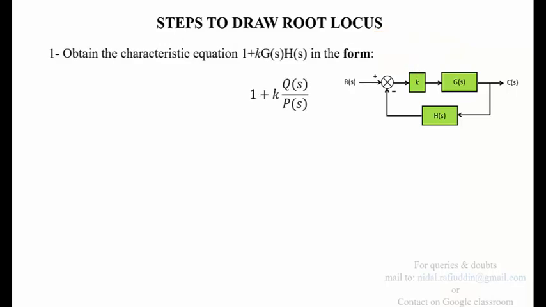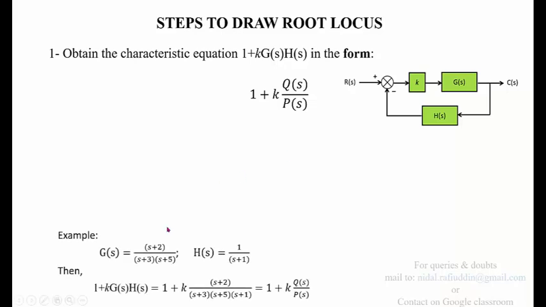So step number 1 says that you'll have to obtain the characteristic equation 1 plus k G(s)H(s) of the system in the form 1 plus k q(s)/p(s). So for example, if you're given G(s) by this transfer function and H(s) by this function, then 1 plus k G(s)H(s) can be written as 1 plus k G into H, which will give you this function. So this comes in the form of 1 plus k q by p. So this is what is required in the first step.